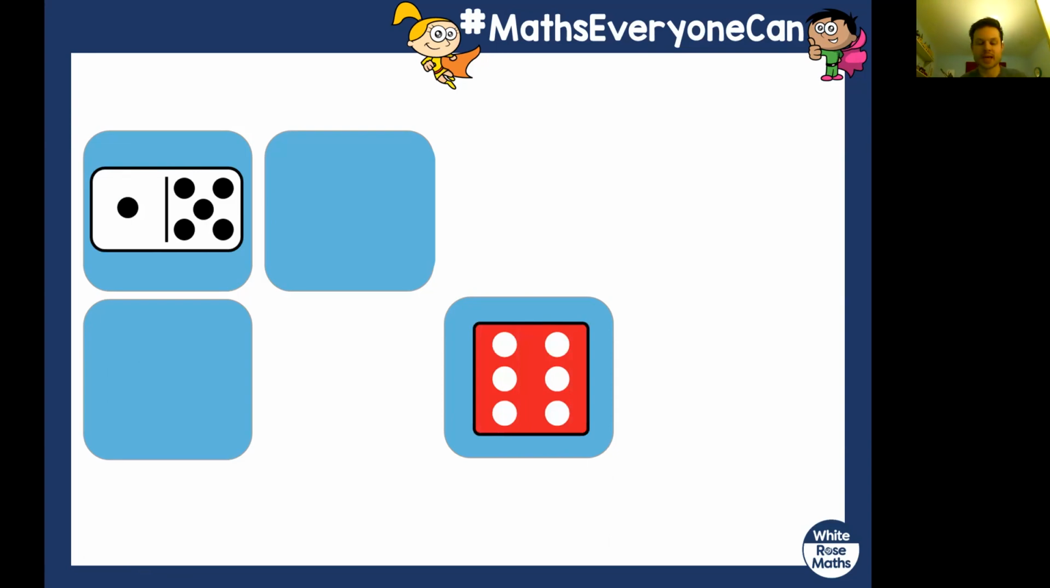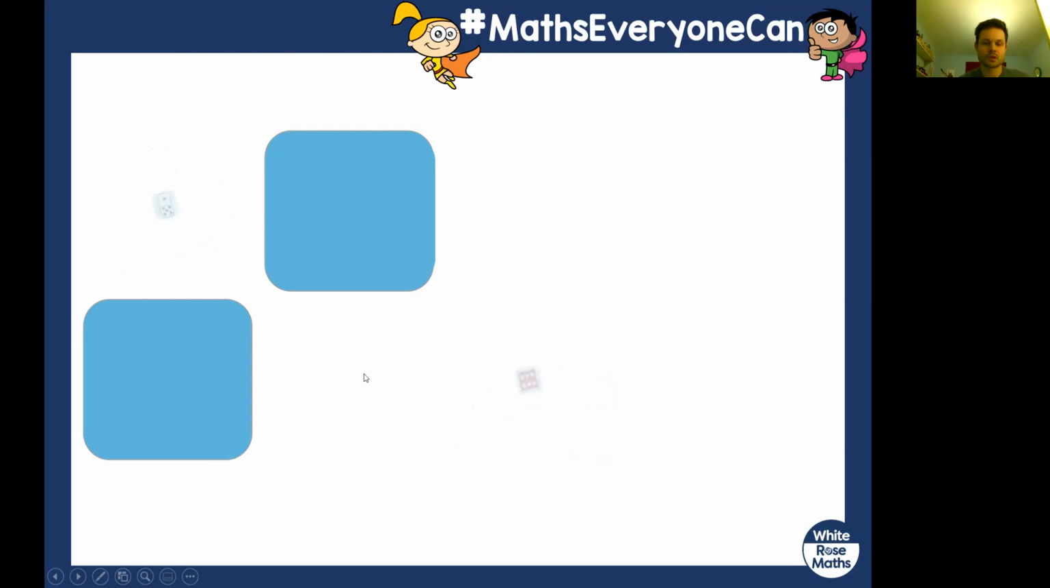Okay, so we've got our domino again, and we know already that there are 6 dots on that domino. And we also know that there are 6 dots on the dice, because we had that one at the very beginning of this game. So we've got a 6 and a 6, and we know that that is a matching pair. Okay. And we've got one more pair to find. So I wonder what number you think this could be.